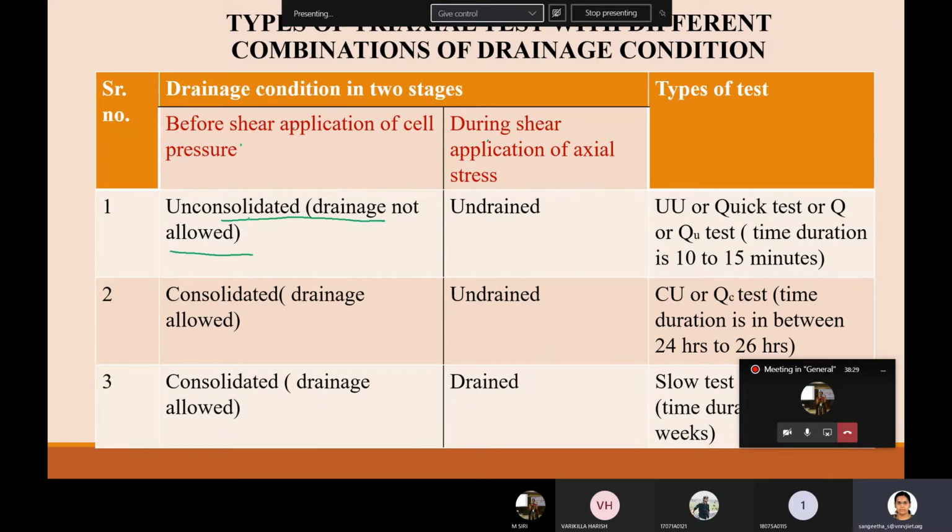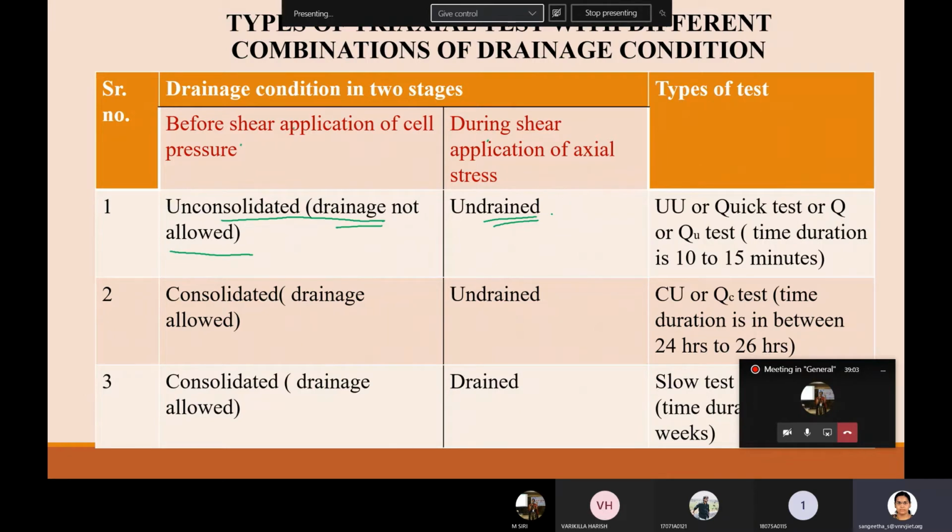Unconsolidated undrained test. So after applying the cell pressure, the drainage is not allowed. During consolidation, water has to be expelled out, whereas here you are not providing any drainage. Appudu soil consolidate avvadu kada. So before applying cell pressure, the sample drainage is not allowed. So that forms an unconsolidated condition. And during shearing also, the water is not allowed to go off. So your outlet valve is totally closed throughout your test.